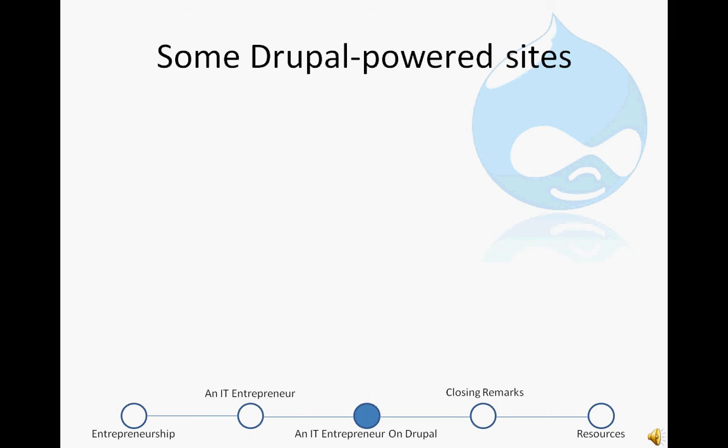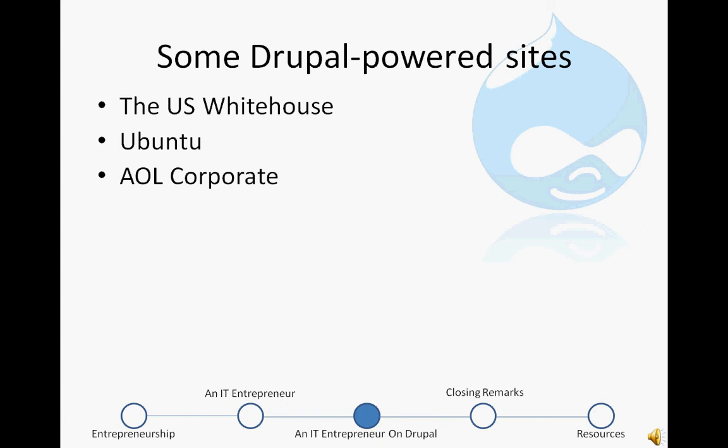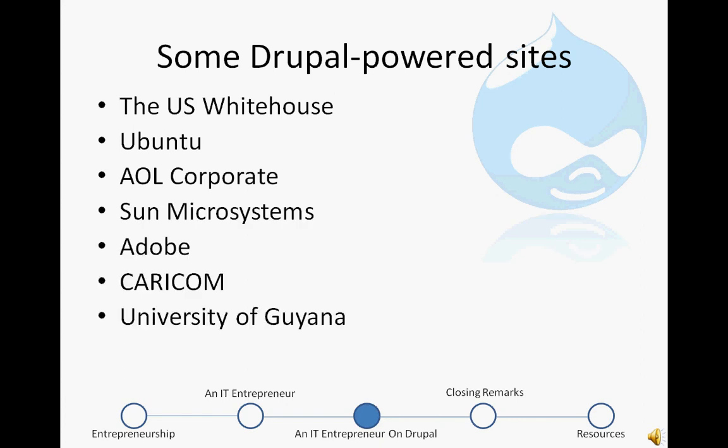So here are some examples of Drupal-powered websites. We have the U.S. White House website. They have adopted Drupal. Ubuntu, AOL, Sun Microsystems, Adobe, CARICOM, UG, and the United Nations.